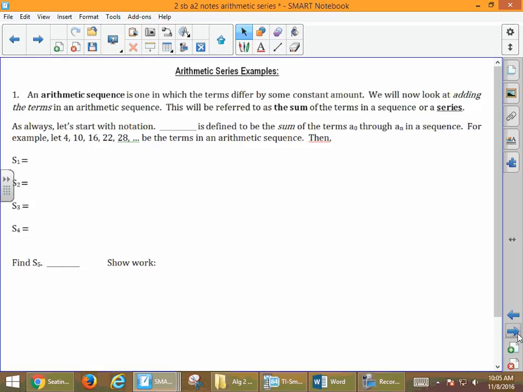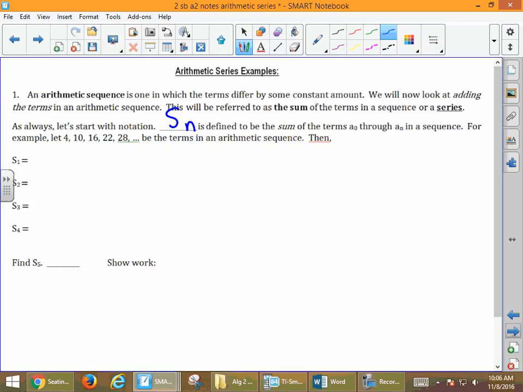And the notation that we use, we just saw it on the front of our paper here, is S sub n. That n drops down like half a space on your paper. It's a subscript. It's defined to be the sum of terms a sub 1, the first term, through the last term in a sequence. So if we look at this first value here, this sequence, 4, 10, 16, 22, 28, and so forth, this notation over here says S sub 1. What that means is we are going to add together one value in our sum.